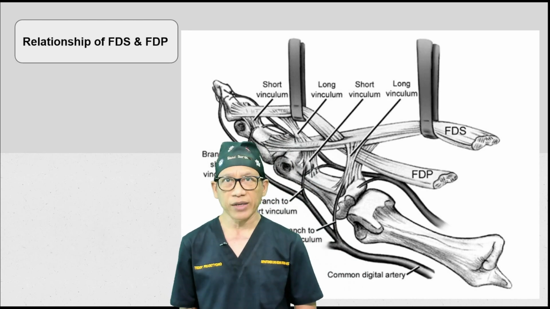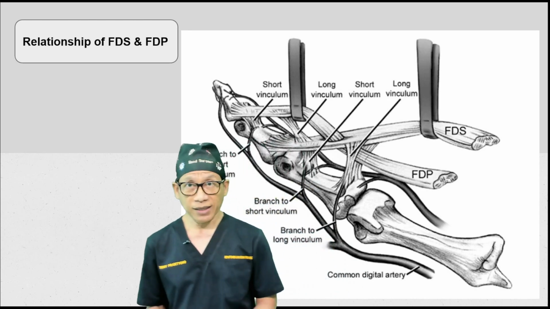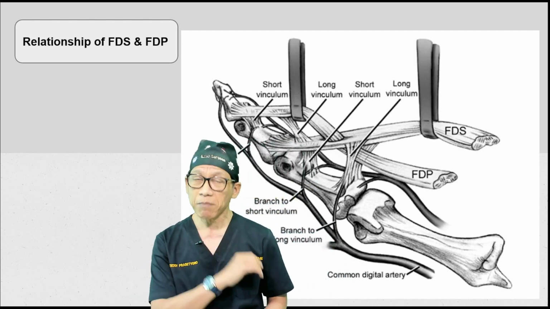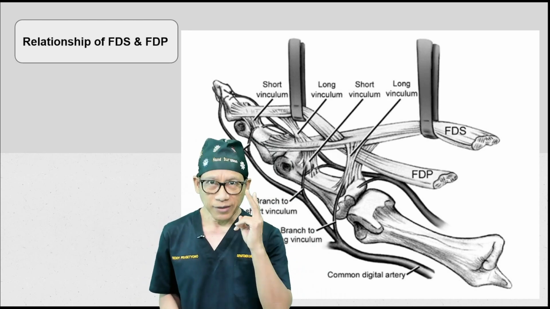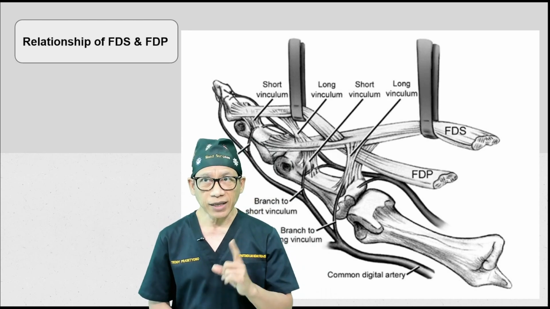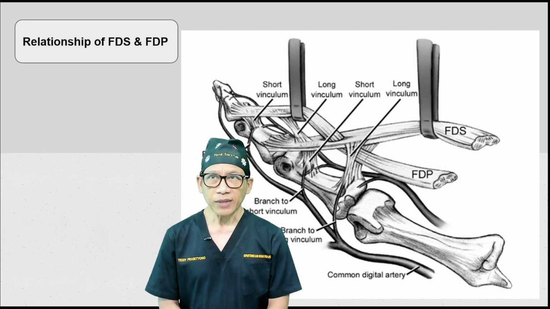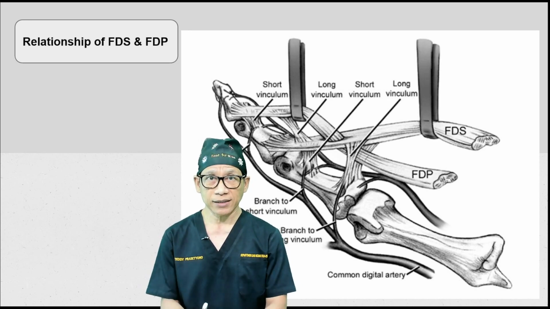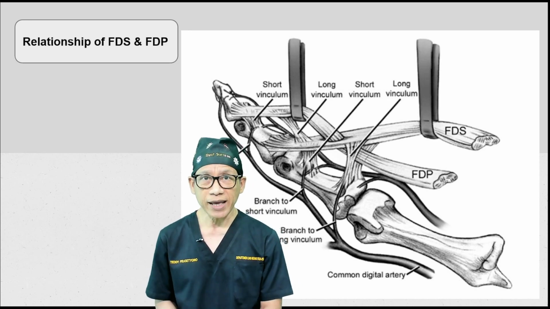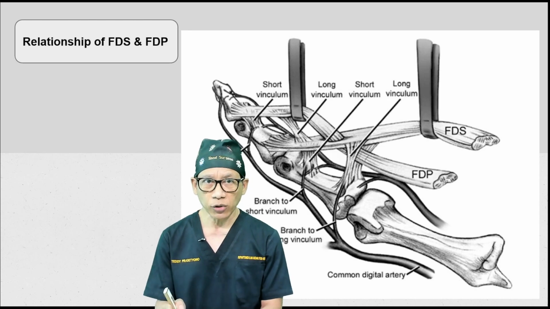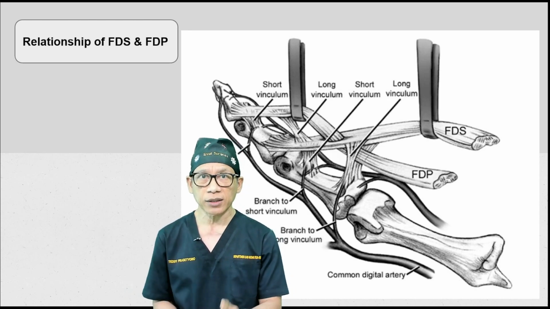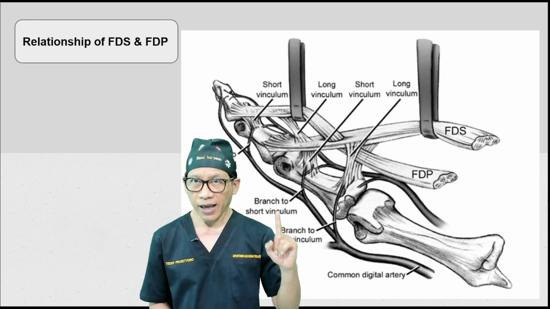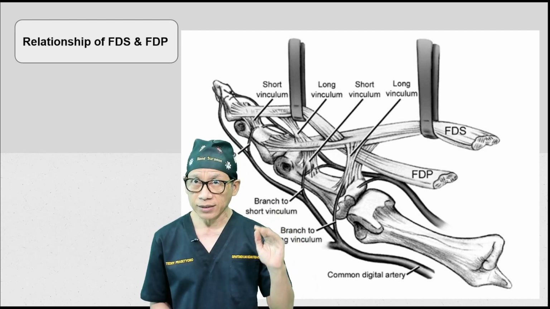Now to the fingers. Fingers are a bit tricky, but let's make it simple. The finger flexors are basically only two, the FDS and the FDP. Now you could see the FDS, following the name, is flexor digitorum superficialis. So its position is superficial to the FDP. FDP is deeper than the FDS.